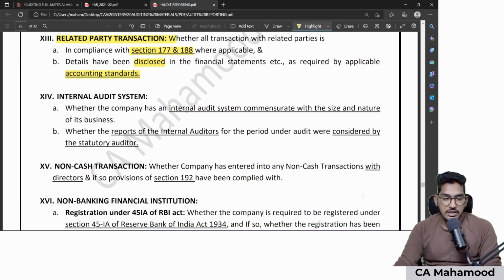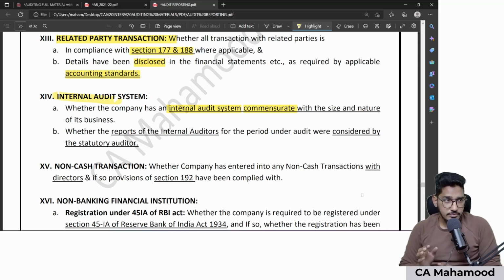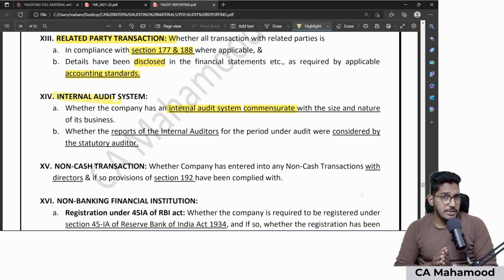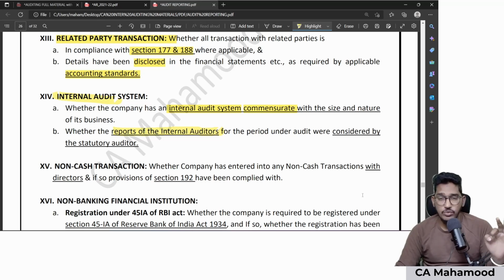The 14th point is regarding the internal audit system. I need to comment whether your client has an internal audit system which is commensurate with, which matches, the size and nature of the business. That is, whether your client company has an internal audit team that matches the size of the company. Along with that, as an external auditor, did you use the reports of internal auditors? That also you need to comment on. As an external auditor, did you make use of the internal auditor's report? That also you have to comment on in your audit report.